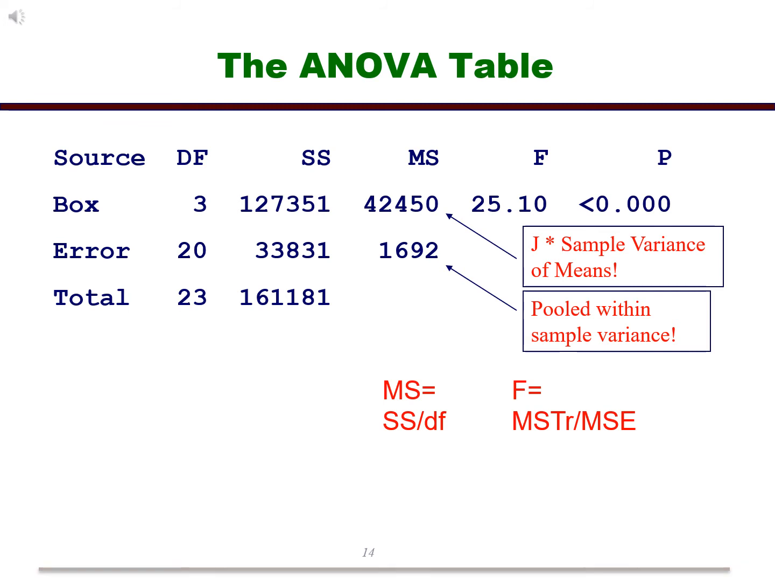The mean square for treatment is just j times the sample variance of the means, and the mean square for error is just the pooled sample variance. As before, the F statistic is formed by dividing the two mean squares. The p-value in the table confirms that the F statistic would be rejected at our alpha equals 0.05 level.